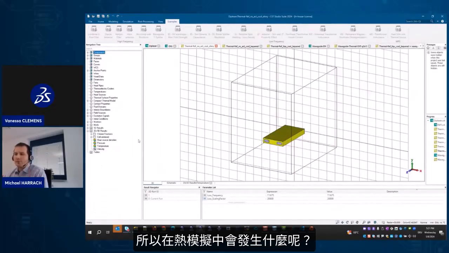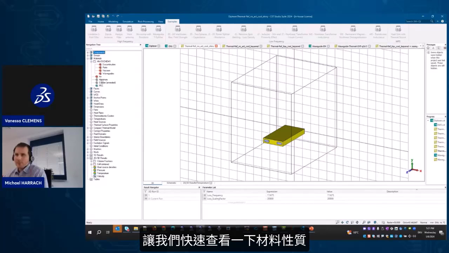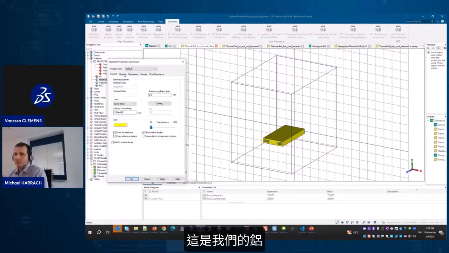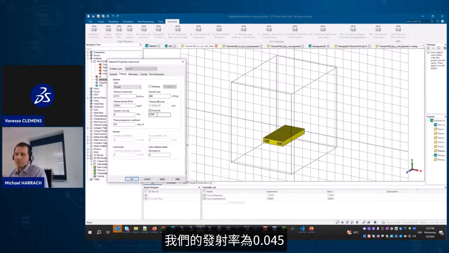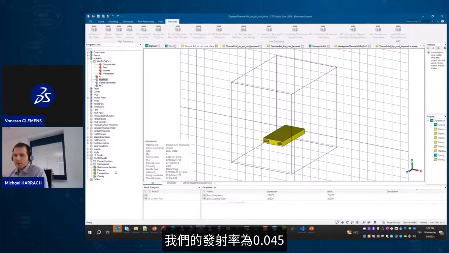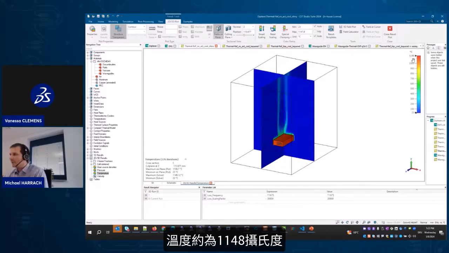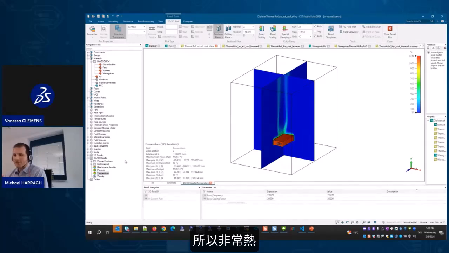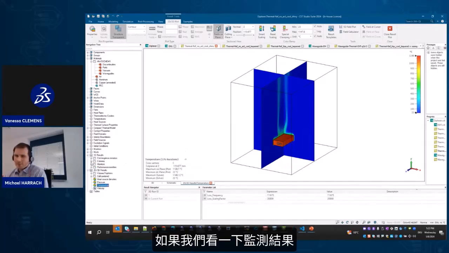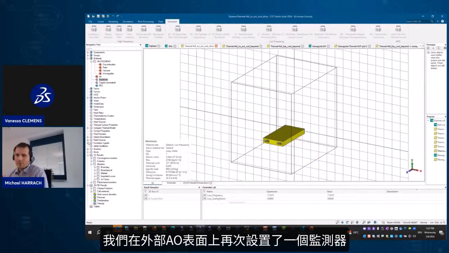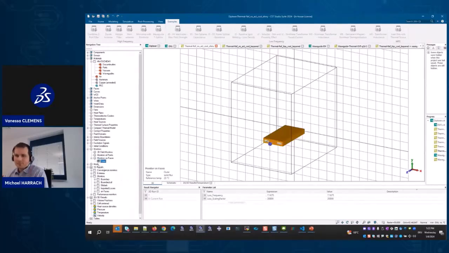So what happens here in the thermal simulation then? Let's take a quick look at the material properties. Here's our aluminum, and we have 0.045 for the emissivity, and our temperature is at around 1148 Celsius, so pretty hot. And if we take a look at the monitor results, we do have a monitor again set up here on the outer surface.